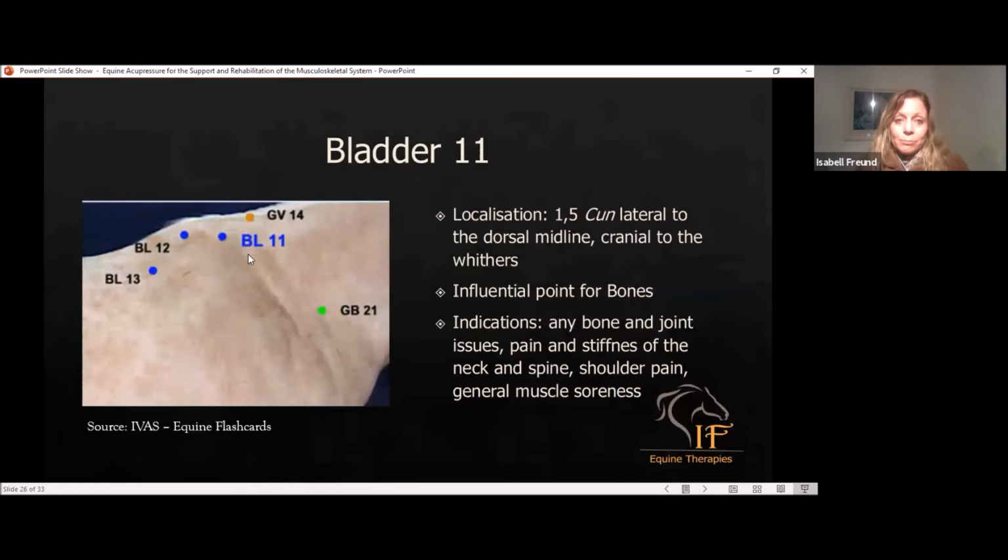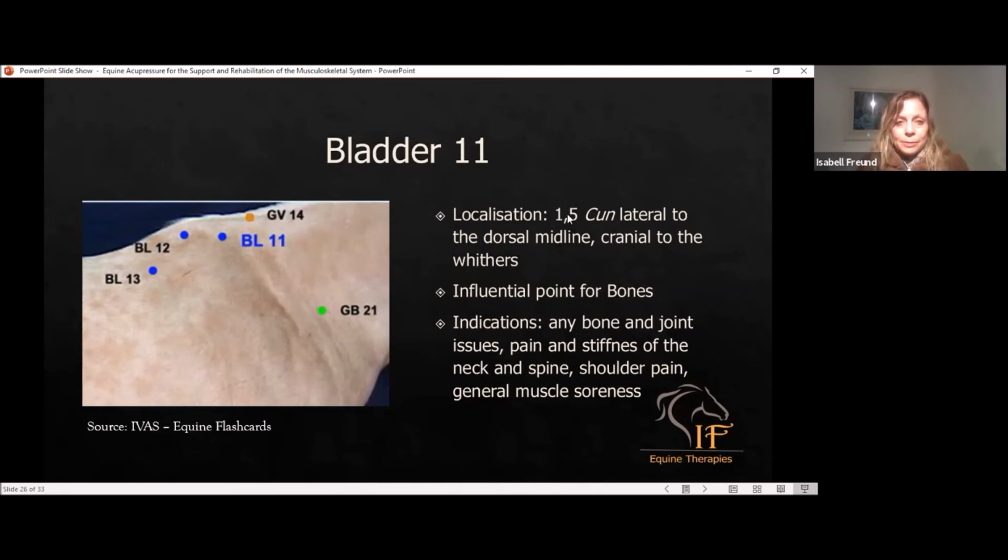Shoulder pain because it's a local point. So we can always work, for example, if you have a shoulder problem, with points that are close to that. And that is also here with gallbladder 21. And that applies to any problems. When you have a problem in a certain area, in addition to points that are indicated for that problem, you can always make use of points that are around the problem area.